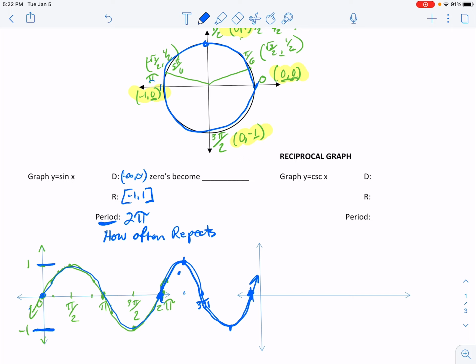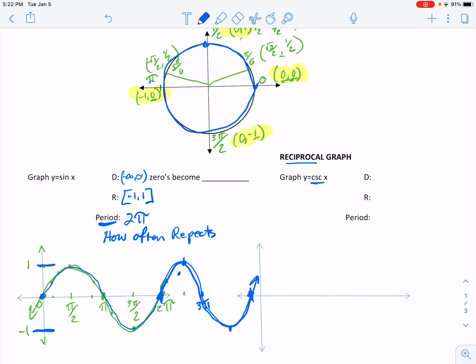Now, I'm going to use these notes and we're going to do the reciprocal function because the cosecant is 1 over the sine, right? So the zeros become asymptotes because you have 1 over 0. It's undefined, okay? So this is going to be an asymptote. Here's pi, it's an asymptote. Here's 2 pi, it's an asymptote.